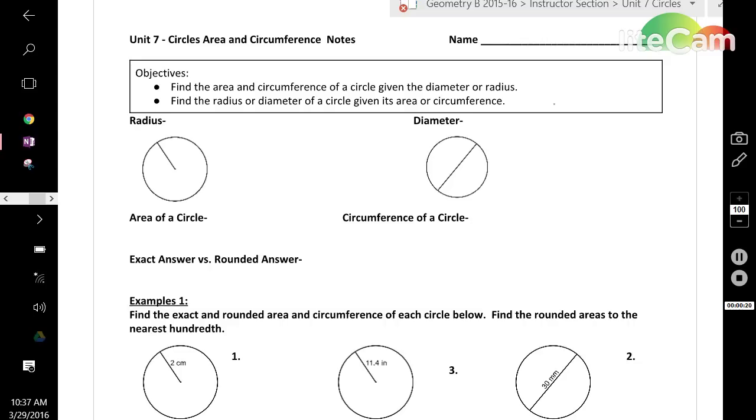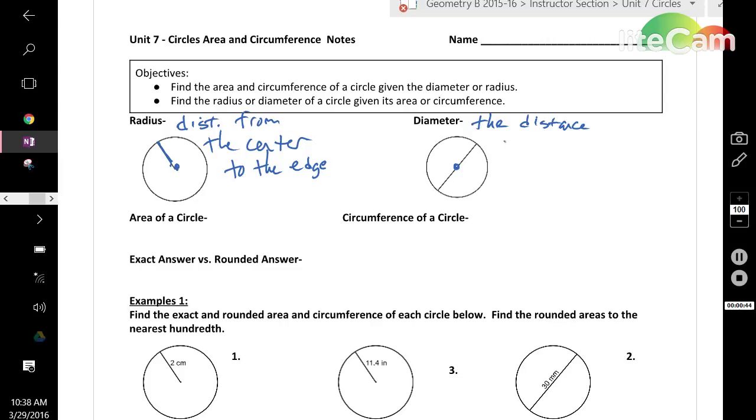First, a radius. This is the distance from the center to the edge of the circle. So it starts at the center, goes to the edge. The diameter is the distance across the circle through the center. And it has to go through the center.